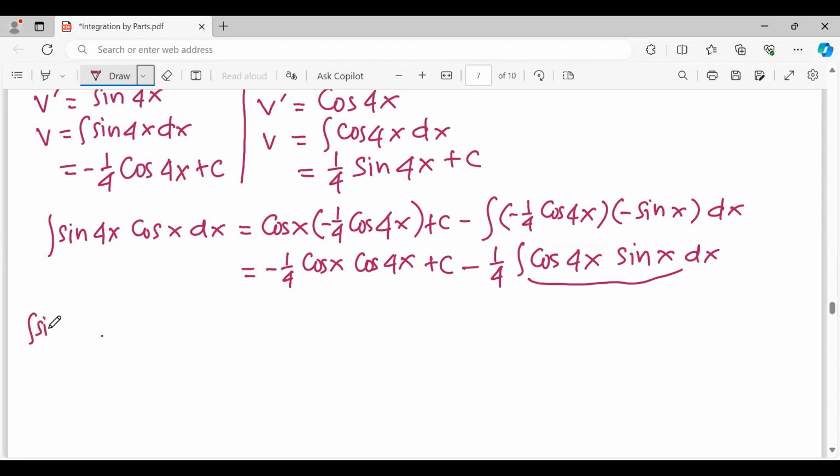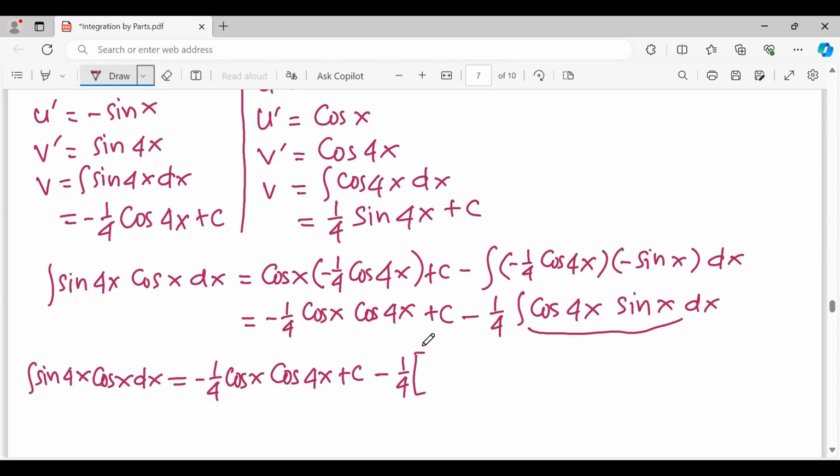Okay. The integral of sine 4x cosine x dx equals minus a quarter cosine x cosine 4x plus c, minus the integral of u times v prime: sin x times a quarter sine 4x, minus the integral of a quarter sine 4x times cosine x dx.